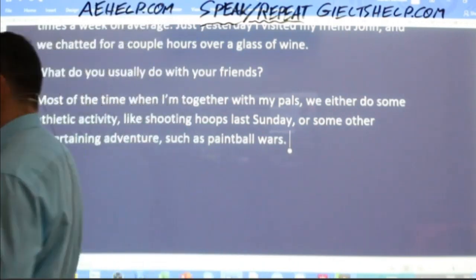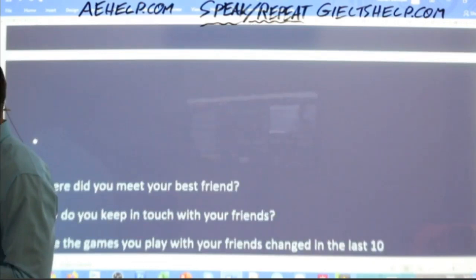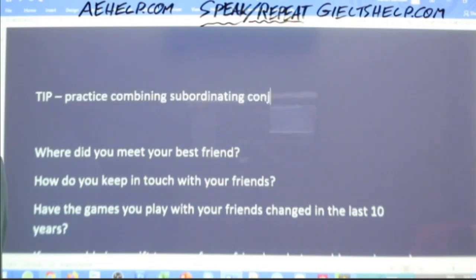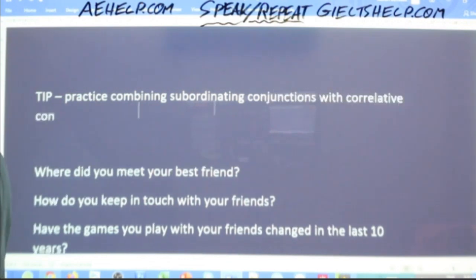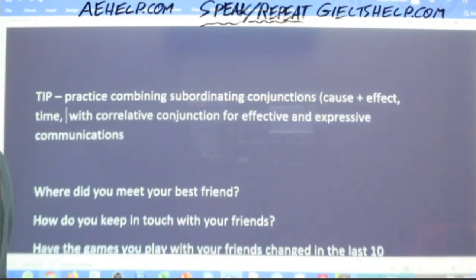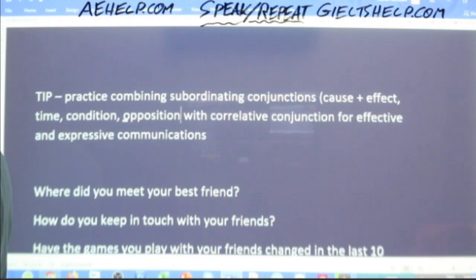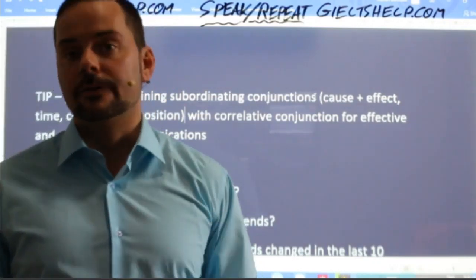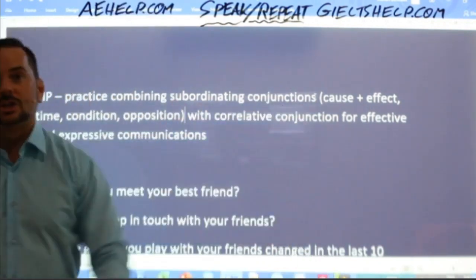Now, if that was a little bit confusing, if you're like, whoa, did Adrian just throw a whole bunch of grammar words at me? What do I do? Don't worry, I'll write it here. So tip, practice combining subordinating conjunctions with correlative conjunctions for effective and expressive communication. Okay, so subordinating conjunctions are cause and effect, cause plus effect, time, condition, and opposition. Okay, if you aren't familiar with this term, subordinating conjunctions, just Google it. Okay, I'm sure you'll find a lot of information if you type in the words subordinating conjunction into Google.